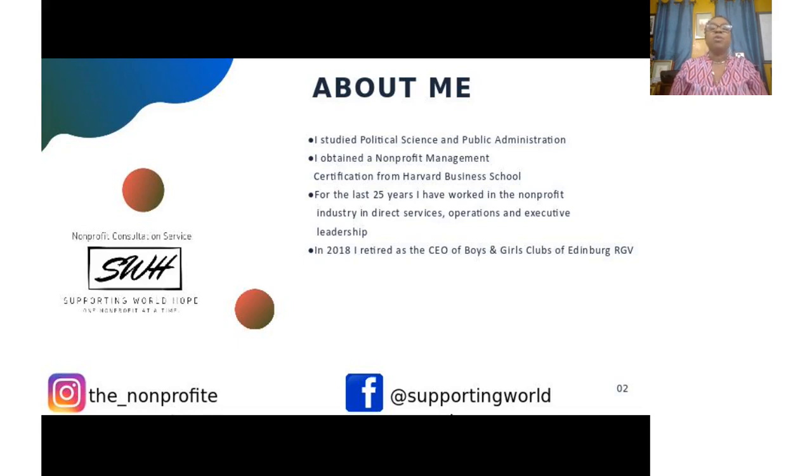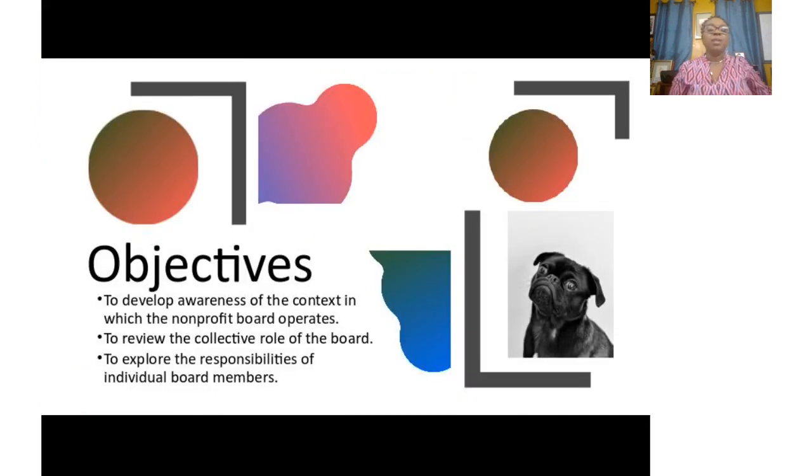So I only have you for a small window of time, so let's get into our objectives. Our objective today is to develop awareness of the context in which the nonprofit board operates, to review the collective role of the board, and to explore the responsibilities of individual board members. So let's get into it so we can be cognizant of your time.